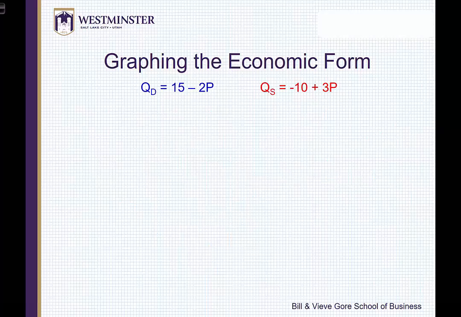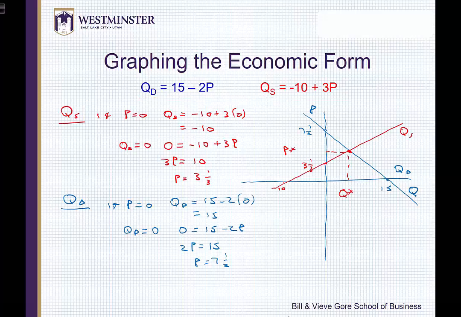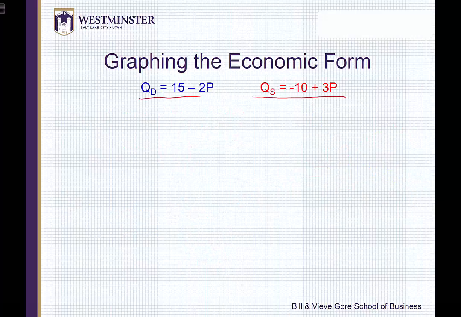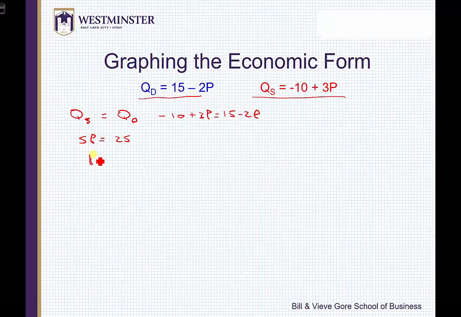So how do I find that? I find that by setting these two equations equal to one another. I know that at this point, right there, quantity demanded and quantity supplied are the same. So let me think about how I can find that point. Well, I'm going to set quantity supplied equal to quantity demanded. So that's going to be -10 plus 3p is equal to 15 minus 2p. Okay, now I can just rearrange this and solve for p, or I can say that I've got 5p is equal to 25, or p is equal to 5.